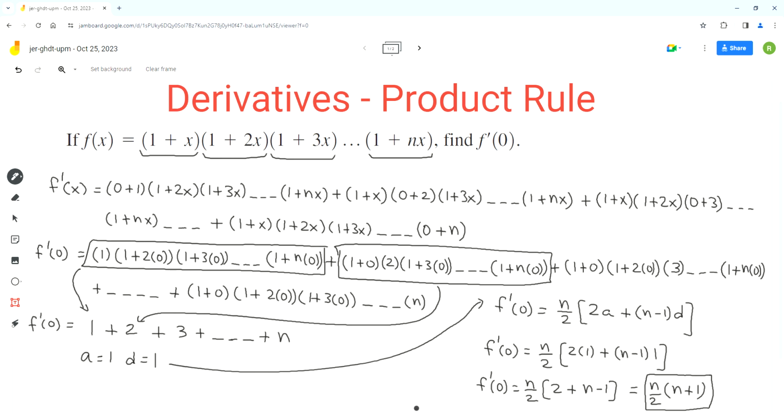So these are the steps you have to keep in mind to solve a problem like this one. So we first have to use the extended product rule to find the derivative of the given function, because this function is made up of multiple functions being multiplied. And then we simplify each part of the expression we get using the extended product rule, and from that we get this arithmetic series, and we find the sum of this arithmetic series, and that is the f prime at 0.